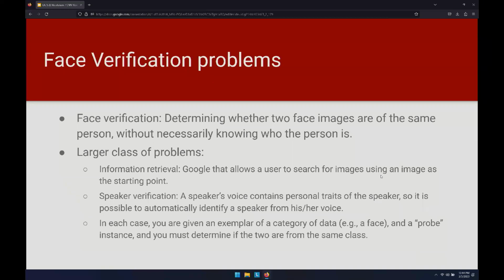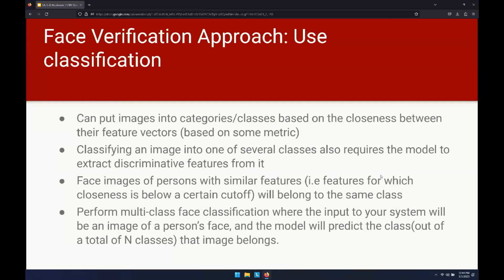And so in all of these problems, the common trait is that you're given an example of a category of data, and you're given something known as a probe instance, and you essentially must determine if your example and the probe are from the same class or not. So we're going to discuss two different approaches to face verification. This was also outlined in the write-up.